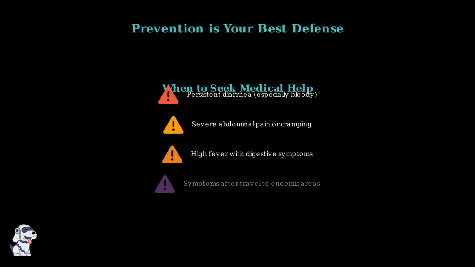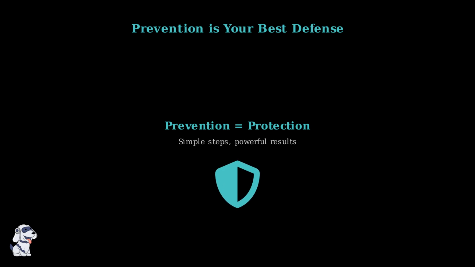Now, let's talk about when to seek medical attention. Early recognition and treatment are essential for preventing serious complications. Seek immediate medical attention if you experience persistent diarrhea, especially if it contains blood. Severe abdominal pain, high fever with digestive symptoms, or any symptoms after traveling to endemic areas should prompt a visit to your healthcare provider. Remember, prevention through good hygiene, safe water and food practices, and prompt medical attention when needed are your best defenses against amoebiasis. These simple steps can protect you and your loved ones from this preventable infection.